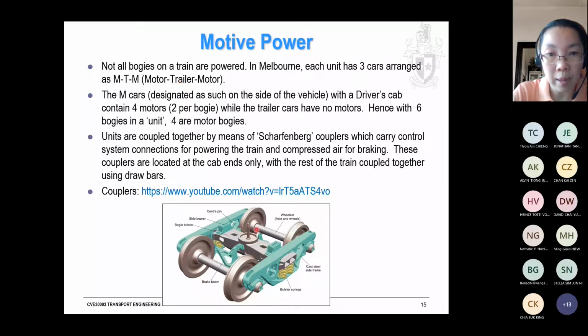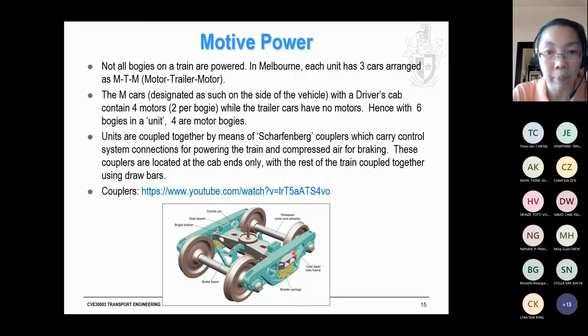Moving on, we also see something like this. These are what we call bogies. Not all bogies on a train are powered, and in Melbourne, each unit has 3 cars arranged as motor, trailer, motor. These are the wheels of the carriages. Whatever you want above can be customized. If you need a passenger car, you have passenger carriages fixed above it. And if you need to transport goods, you would have goods carriages fixed above it.